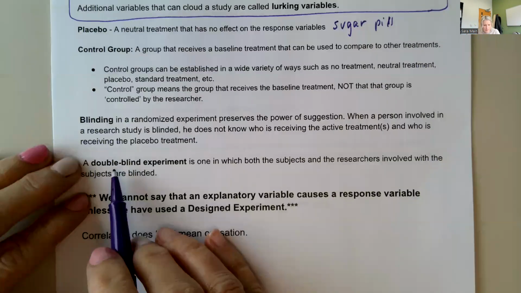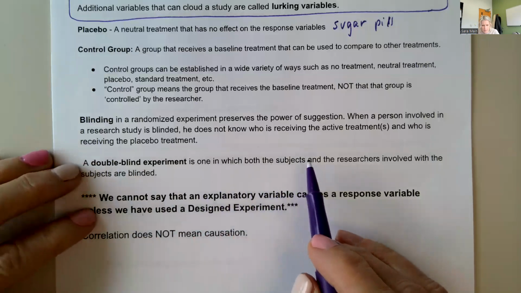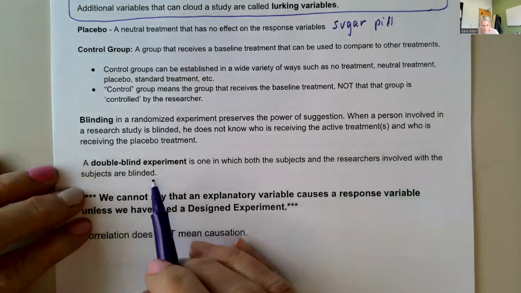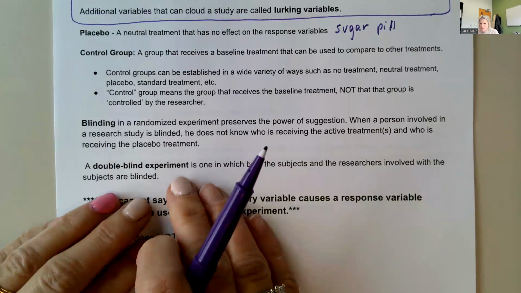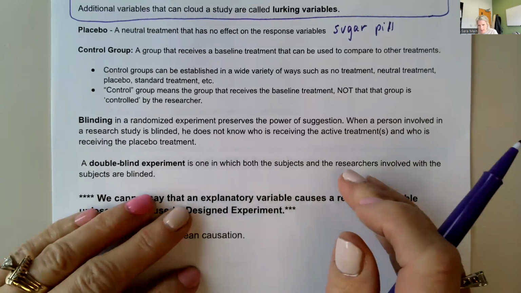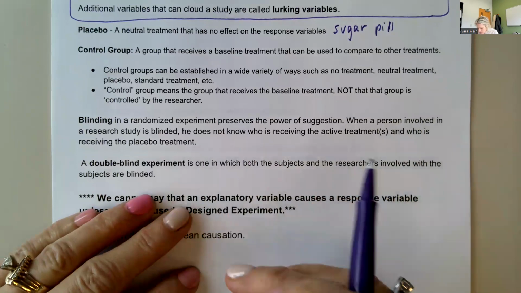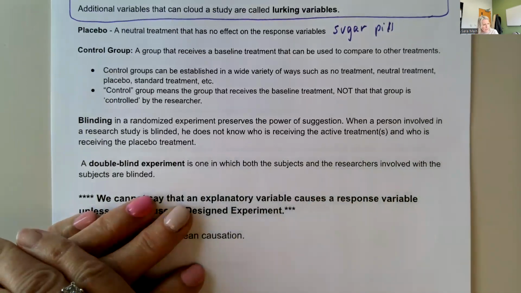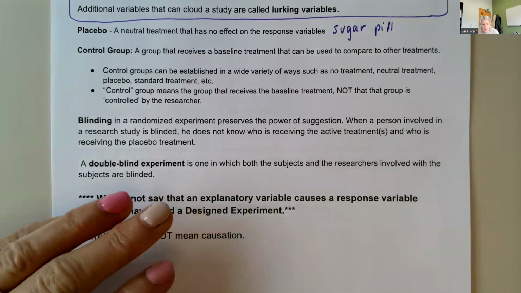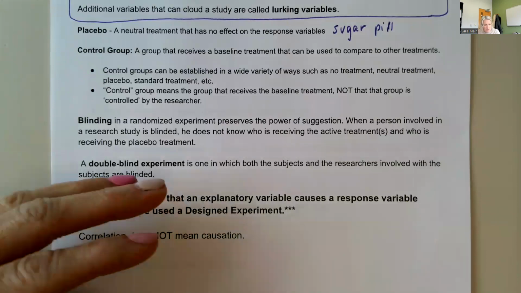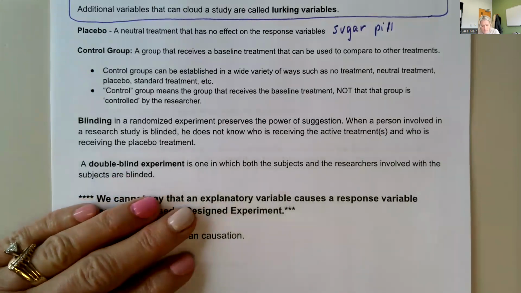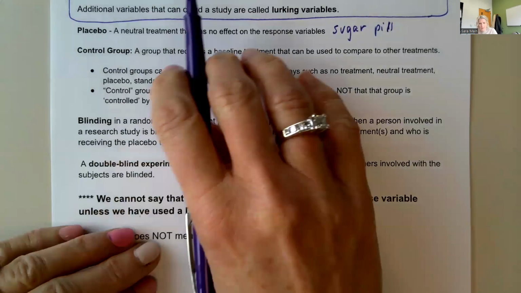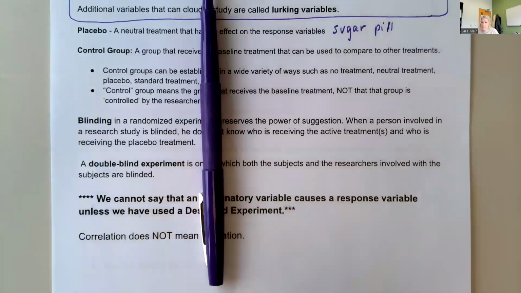Another type of blinding is called a double-blind experiment, in which both the subjects and the researchers involved with the subjects are blinded. This is sometimes used when the researcher has to make observations that they're going to measure. Let's say I was measuring a patient that has multiple sclerosis. Some symptoms of MS are that when you watch the patient walk, they tend to be a little wobbly or have to put their hands on a wall to stay steady.